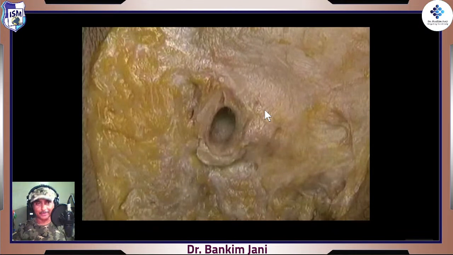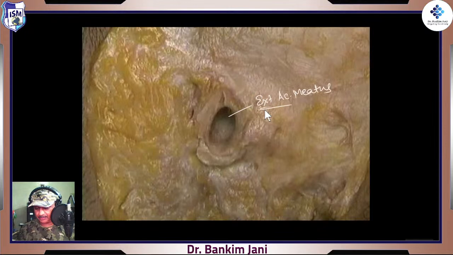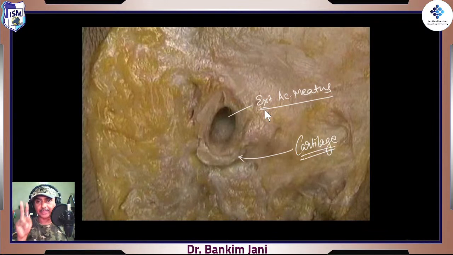Now here, what we have done is we have removed the external layer. In other words, we have removed the auricle. So this is the external acoustic meatus. And suddenly we find that there is one more cartilage over here, which is meant for the external acoustic meatus. So that means we have got two cartilages: one cartilage which was for the auricle, and a second cartilage which is just for the external acoustic meatus.